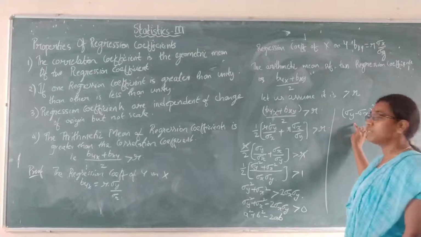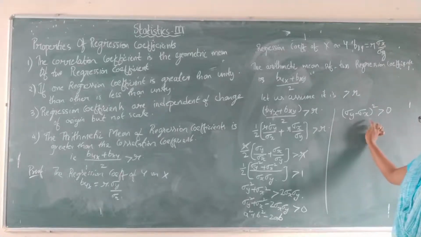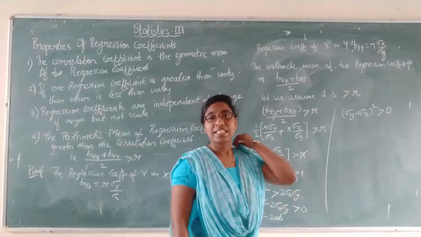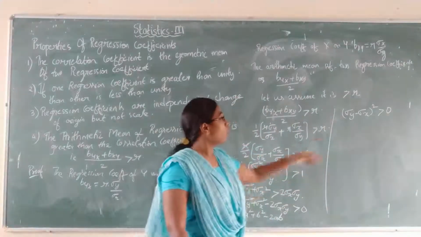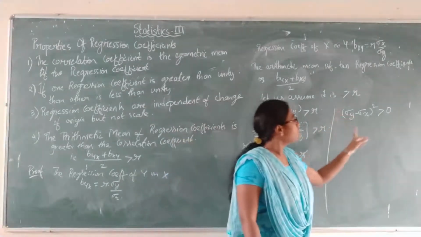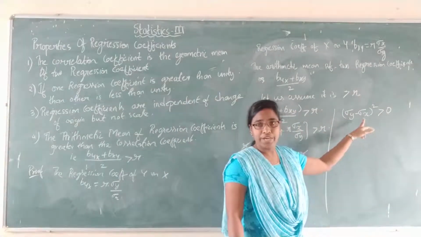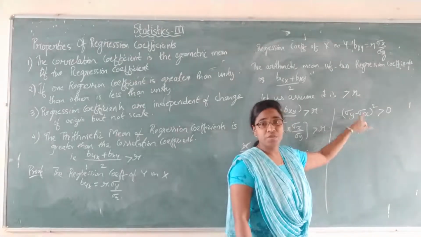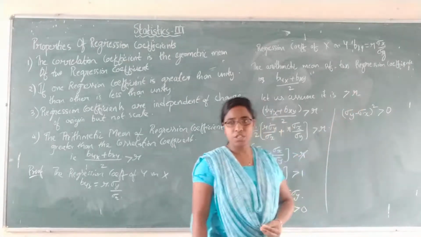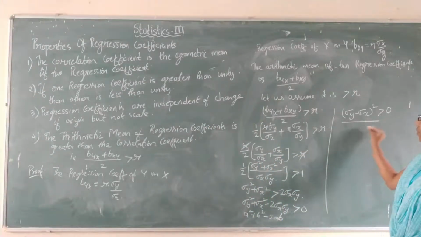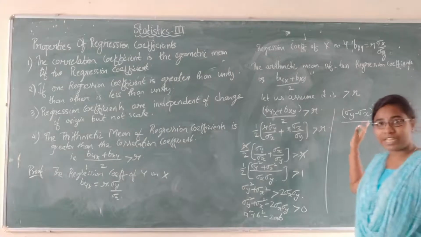Now if you observe, what are sigma y and sigma x? Sigma y and sigma x are the standard deviations. So always standard deviations are greater than 0, and they are positive terms. Greater than 0 means they are positive terms, right? So these positive terms, if you do square, you will get a positive term only. So clearly this value is greater than 0, which is the correct assumption.